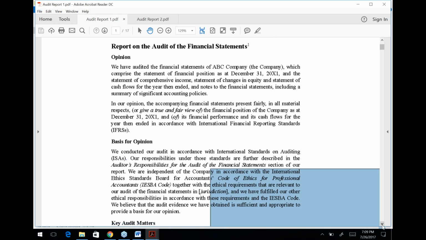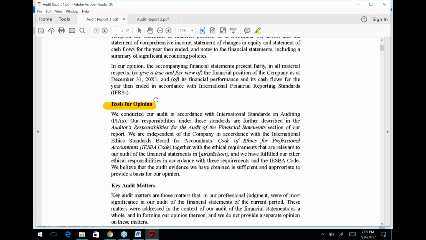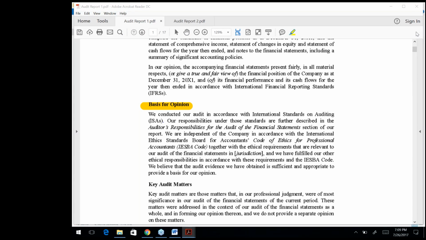Okay, so the next paragraph is the basis for opinion paragraph. It was never there. It has been included now. Earlier in the audit report, the basis for opinion paragraph existed only when there was a modified opinion. If there was no modified opinion, the basis for opinion paragraph never existed.